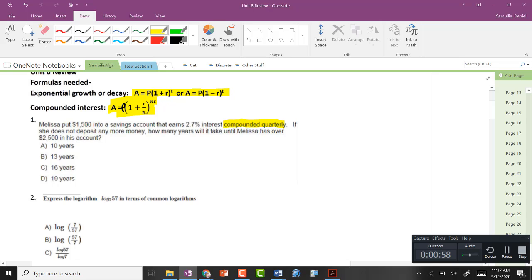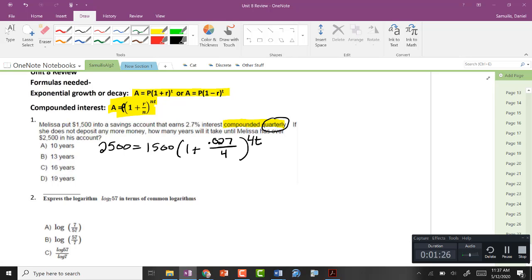Let's put 1500. You guys can read. I'm just going to go through how to do this. So this 2500 is the A value. That's what we end up with. 1500 is the principal amount. 1 plus the rate as a decimal over the number of times compounded. Compounded quarterly means 4. To the number of times compounded times t. That's what we're looking for.